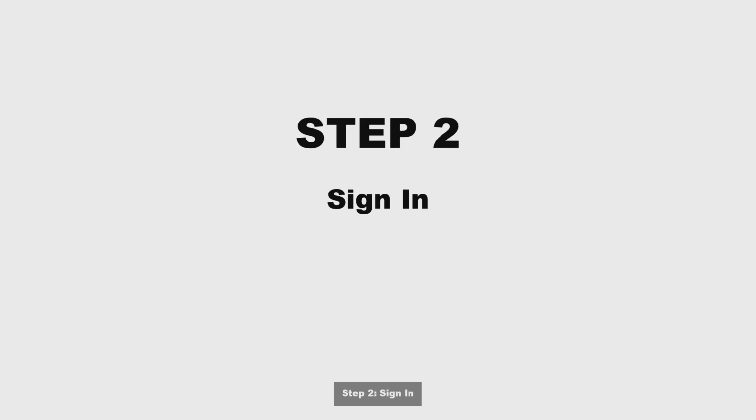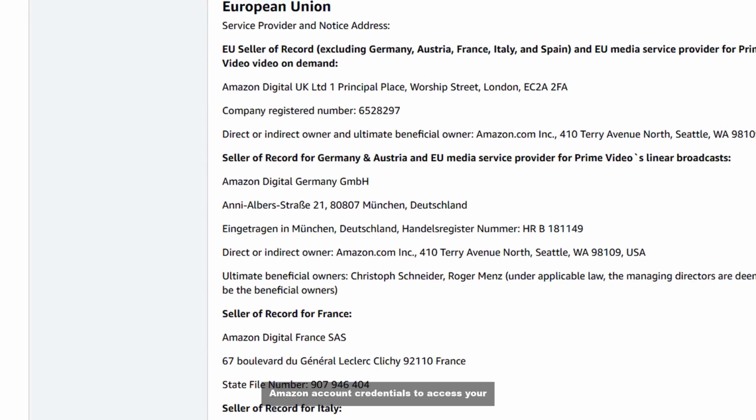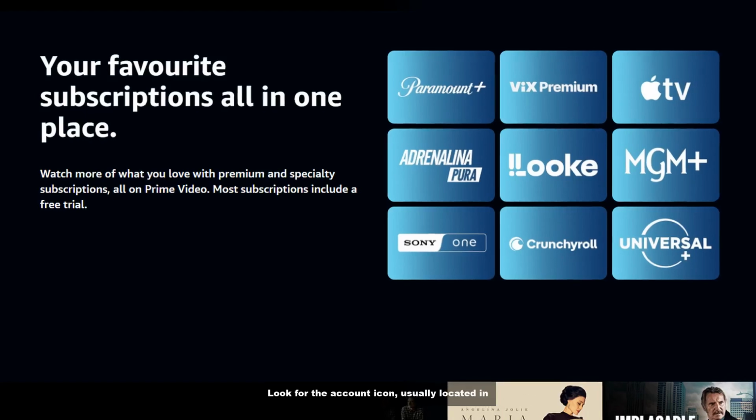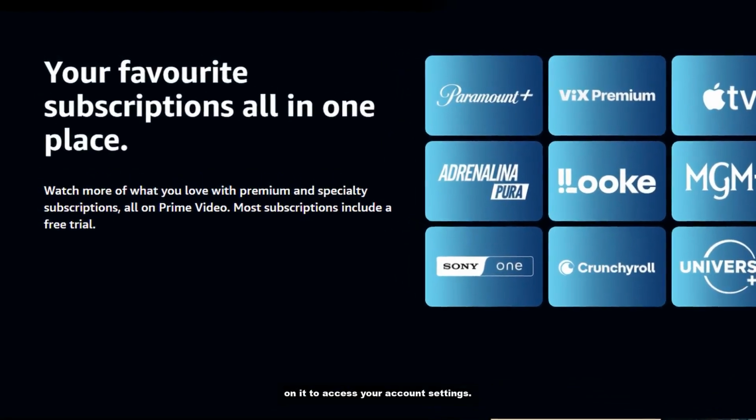Step 2. Sign in. If you are not already signed in, enter your Amazon account credentials to access your Prime Video account. Step 3. Navigate to your account. Look for the account icon, usually located in the upper right corner of the screen. Click on it to access your account settings.